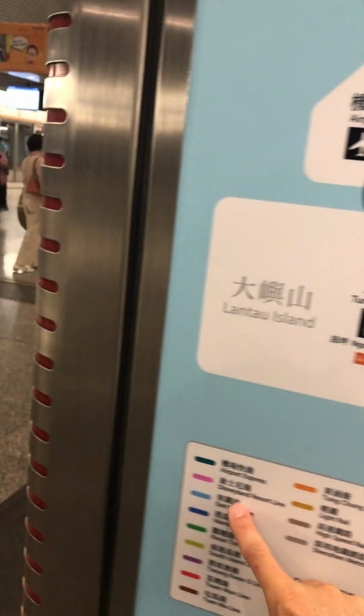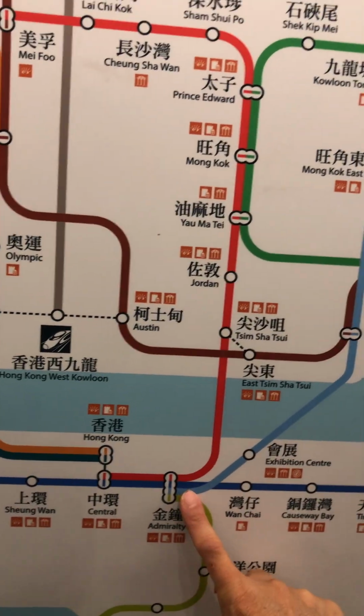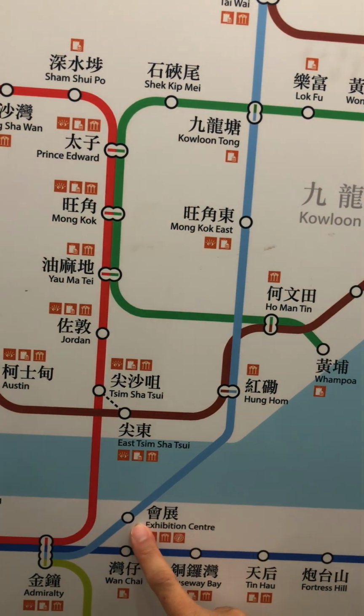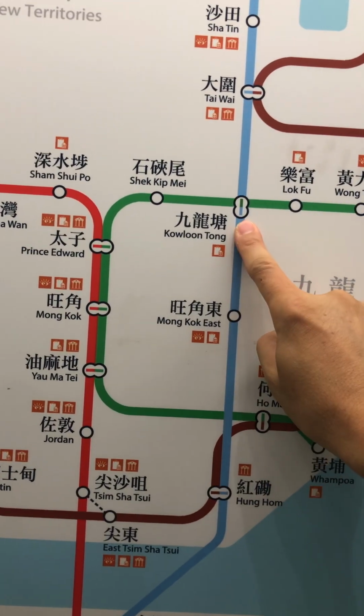And then we go to the East Rail line. The East Rail line is the light blue one, starting from the Exhibition Centre in Wan Chai, Hong Kong, Mong Kok East, Kowloon Tong.